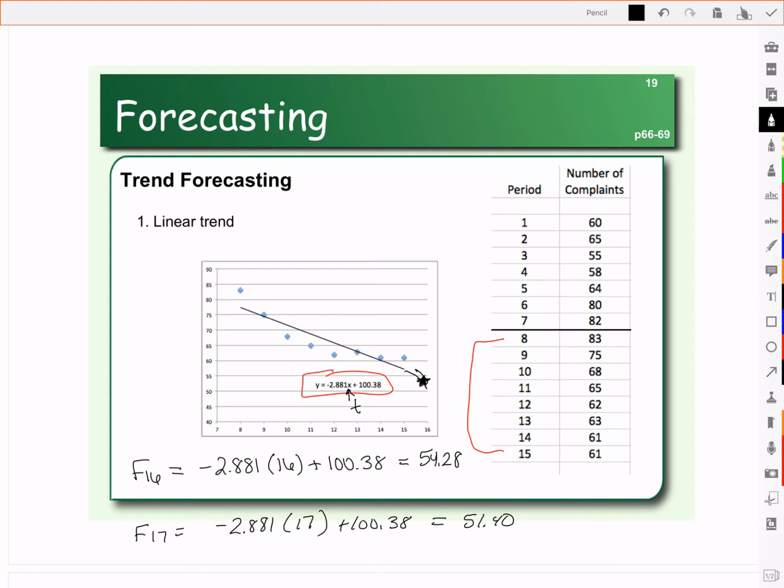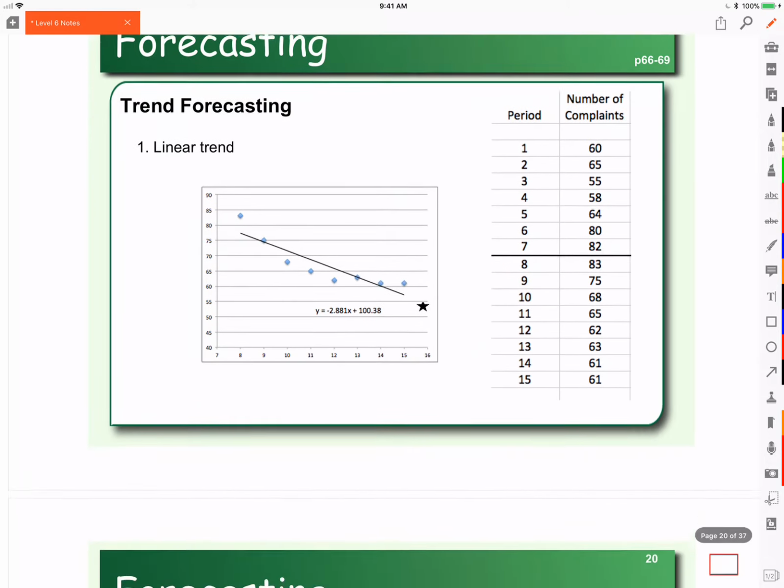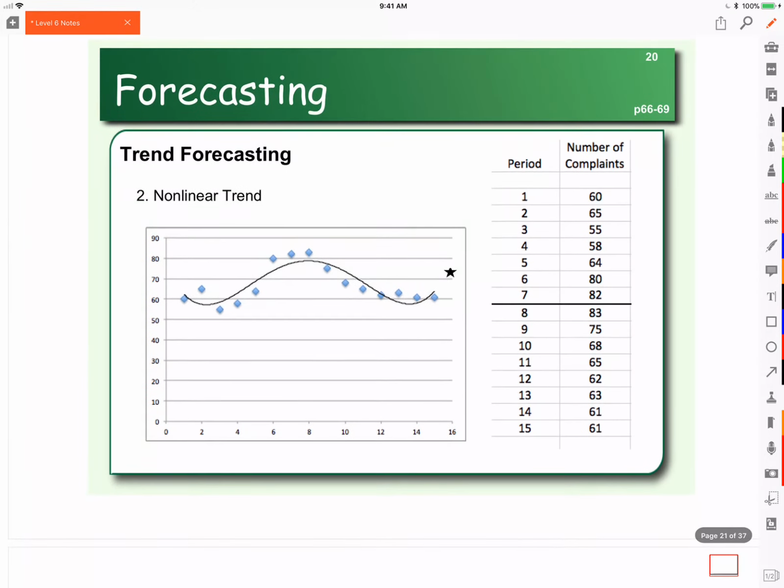Now, what if, instead of just using the last numbers, the 8 through 15, what if we use the entire data set? Periods 1 through 15. Well, in the other video in Excel, we took periods 1 through 15 and we fit a pattern to it. And you'll notice this curve here. This curve is a polynomial.